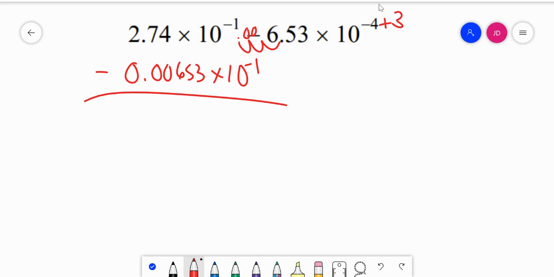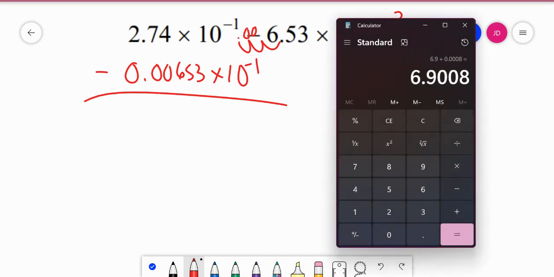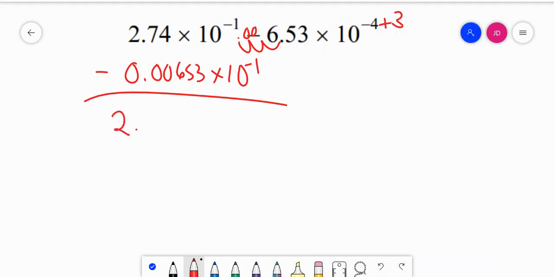All right. Now we get this number, 2.74. This one I probably do need to calculate since I'm subtracting. 2.74 minus 0.00653 is, bada boom, 2.73347. And again, this number is in scientific notation.